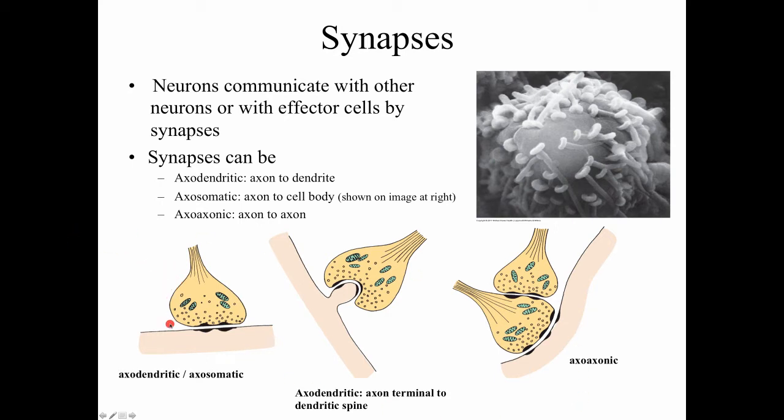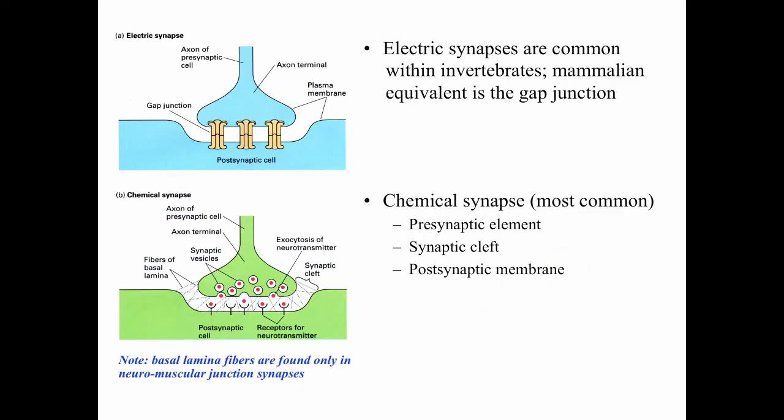So this one could be an axodendritic or an axosomatic synapse. This one would show an axodendritic synapse where an axon is synapsing onto a dendritic spine, and here would be an axoaxonic synapse, an axon synapsing onto another axon. We can talk about electric synapses. These are common within invertebrates, and the mammalian equivalent of an electrical synapse is the gap junction.